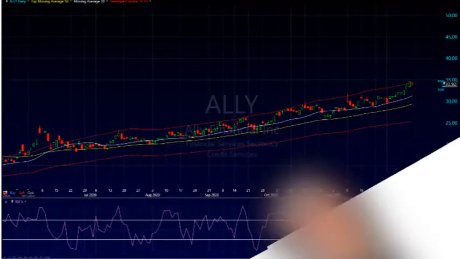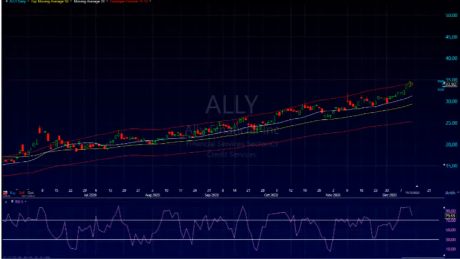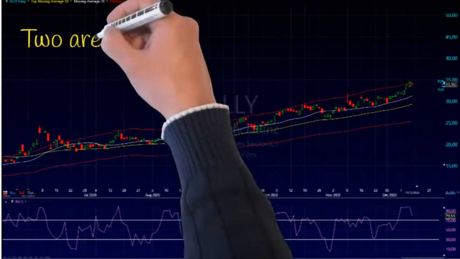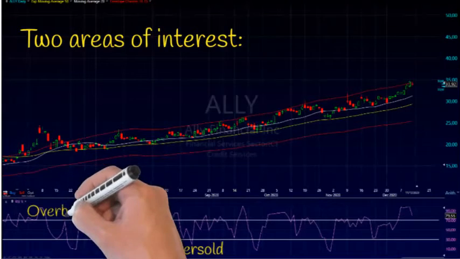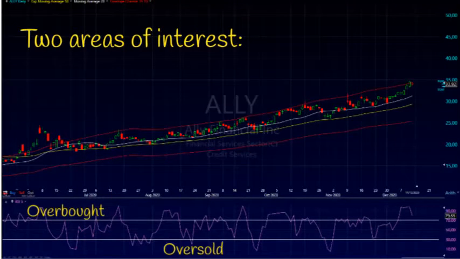Okay guys, so let's go back to our chart, the same Ally chart we have been using. If you look at this one, you will see that there is something in the bottom, right? That is an oscillator. That's an indicator that falls outside of the main price chart. And every oscillator has two areas of interest. There's the oversold area, and then there is the overbought area, and you can see them marked on this chart.